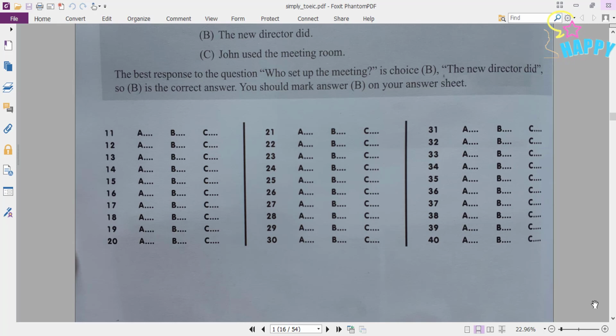Number 11. Would Jane be of any use on the project? A. I'm sure we could use her. B. She's not very popular. C. How can we help her?